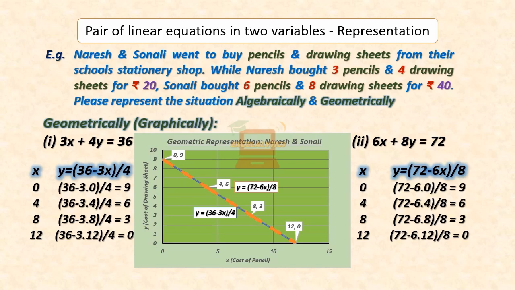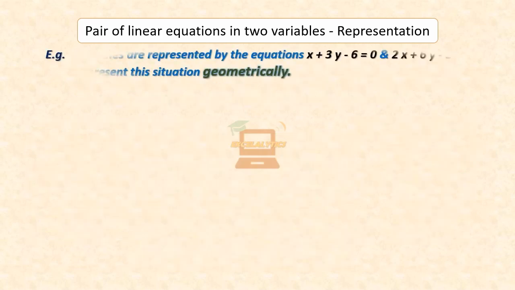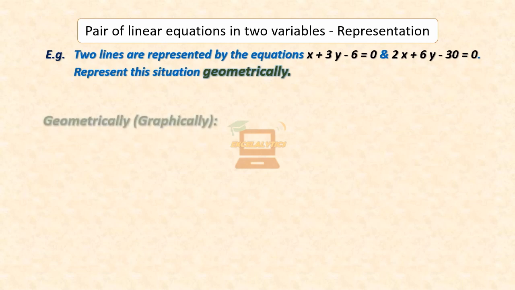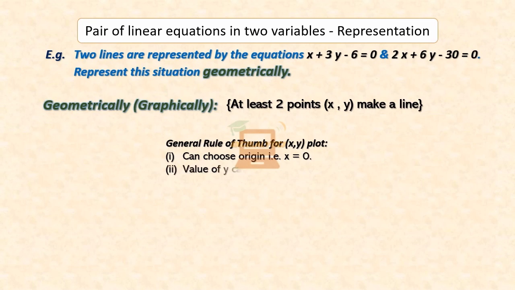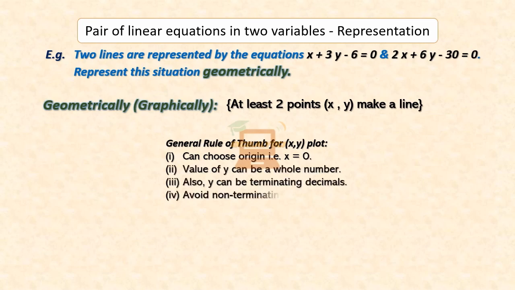Let us proceed now. Two lines are represented by the equations x + 3y - 6 = 0 and 2x + 6y - 30 = 0. Represent this situation geometrically. Here, both the variables take values as whole numbers and positive terminating decimals.